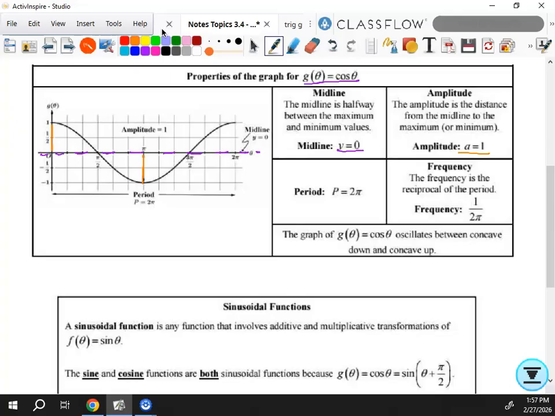If you have to draw a parent function for cosine, one cycle of the parent function of cosine is going to look like that, because it starts up here. You don't have to make it all long and stretched out. It's enough for us to do things on it when we need to wrap our mind around it. Okay, we all okay with that?